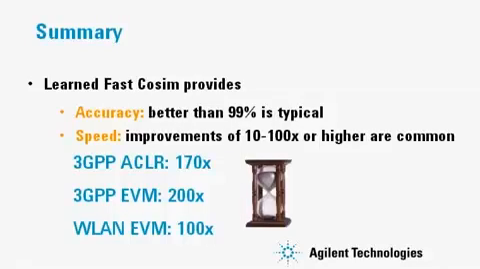In summary, we learned that Fast Cosim provides accuracy and speed. Accuracies of better than 99% are typical, and speed improvements of 10 to 100x or higher are common. In this slide, we've shown 3 cases of speed-ups for 3GPP and wireless LAN.